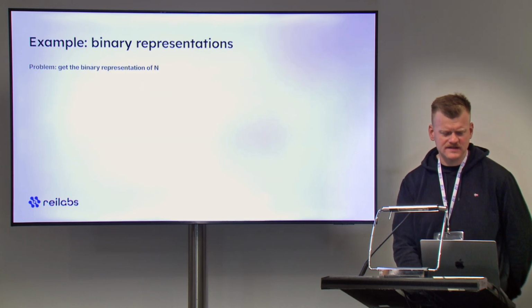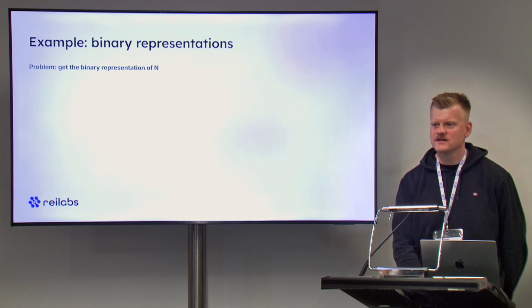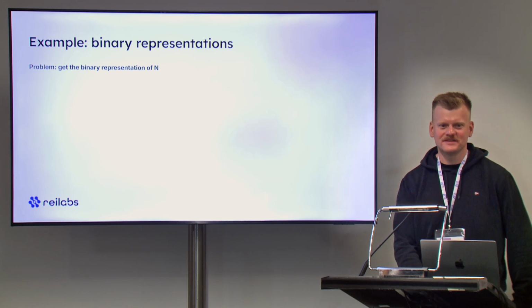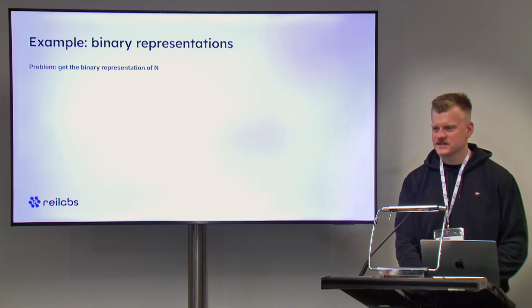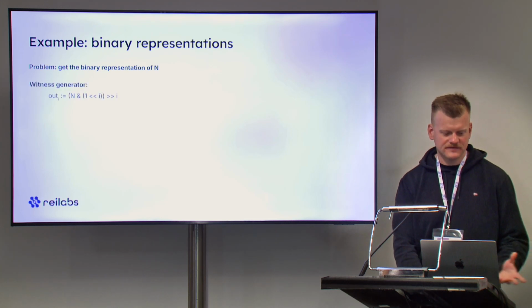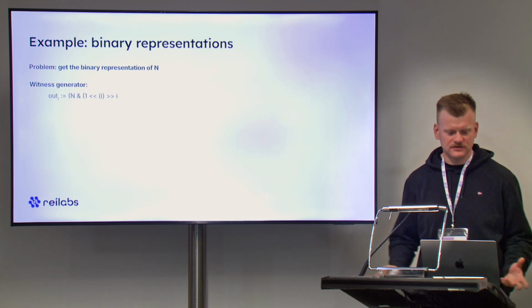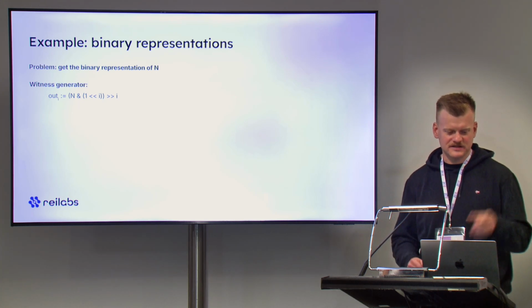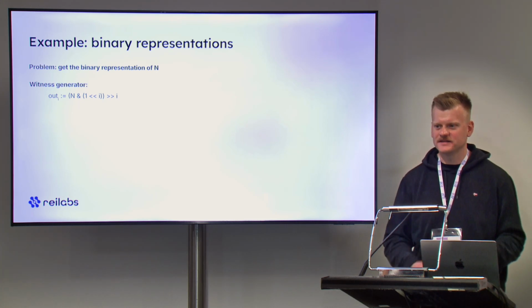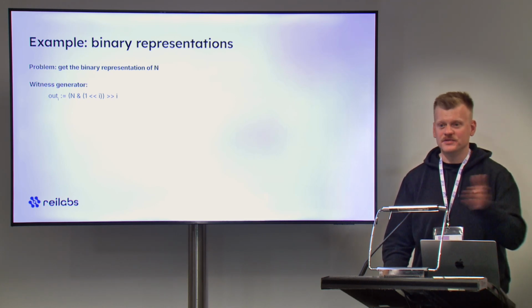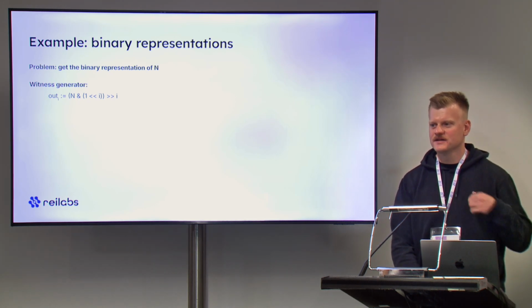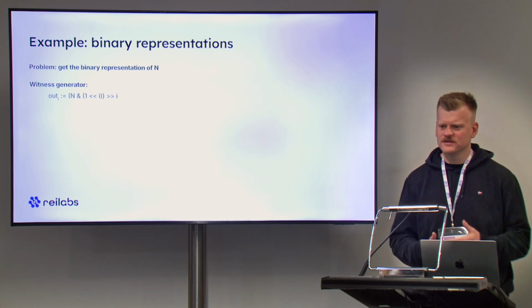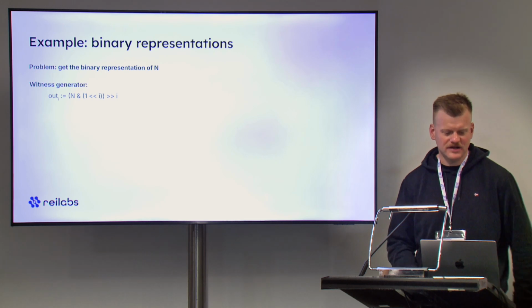So let's look at a quick example. Binary representations, the first footgun any ZK developer encounters in their life. The problem is: get the binary representation of a number. The witness generator is what a developer would do. So the i-th number on the output is some bit-twiddly magic extracting the i-th bit from the input, right? This is great. But we are working with bags of equations over finite fields. We don't really have access to fast binary operations.